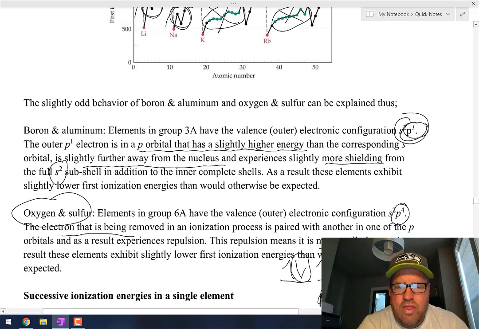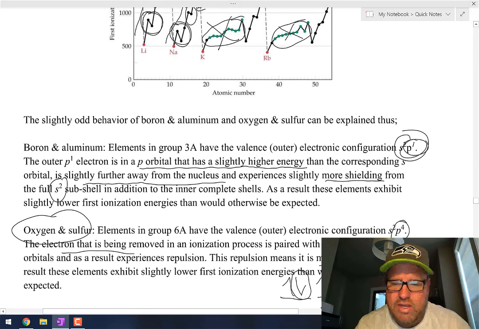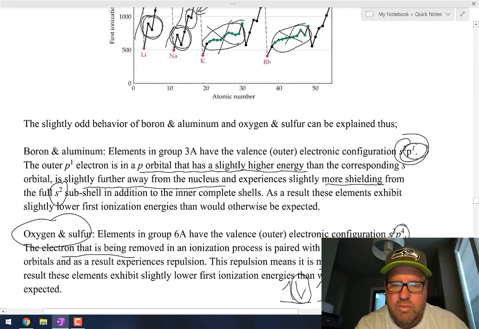Okay, and that is what we are going to talk about with ionization energy today. We will continue. We're going to talk about ionization energy a little bit more tomorrow as well.